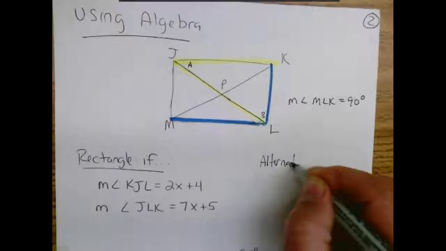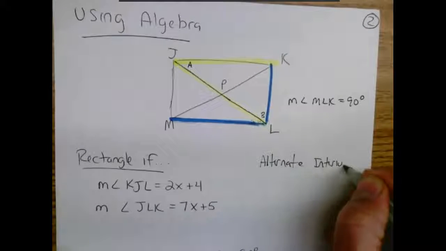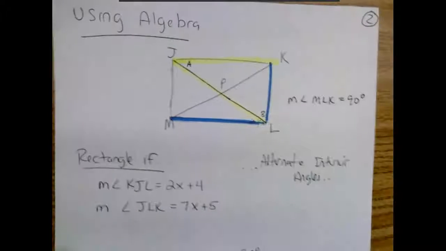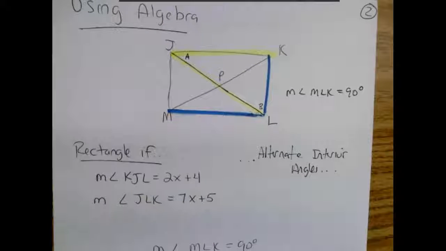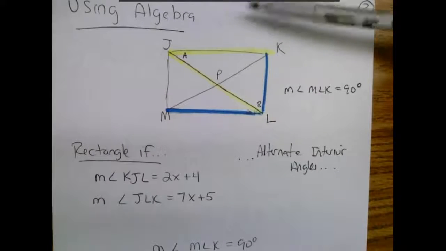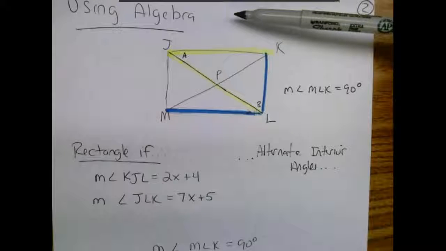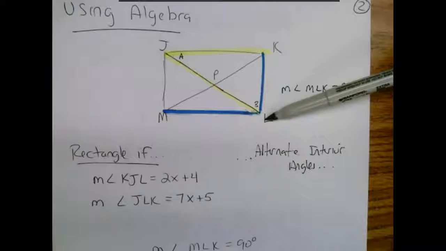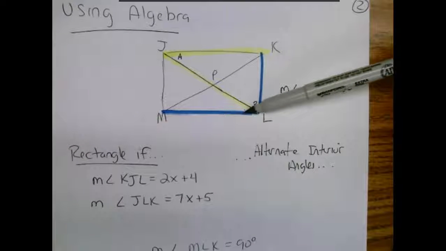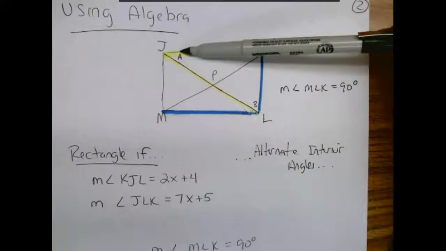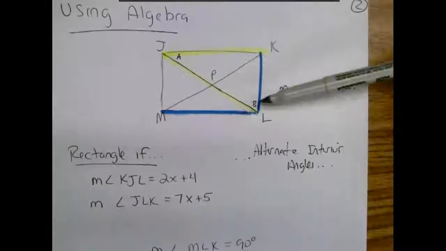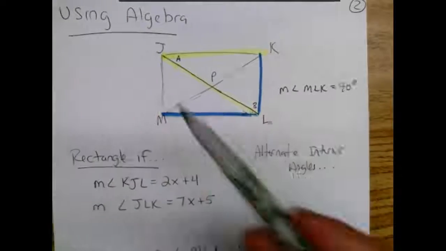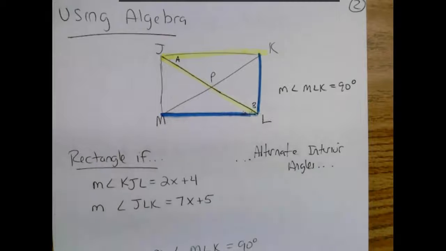Alternate interior angles. This is something we haven't used for a while. If you remember what that means, it really says that if we have two parallel lines and a line that crosses them, then we know that this angle is equal to this angle, right? So if we just look at this angle and this angle right here, if we just color it in a different color, let me pause.